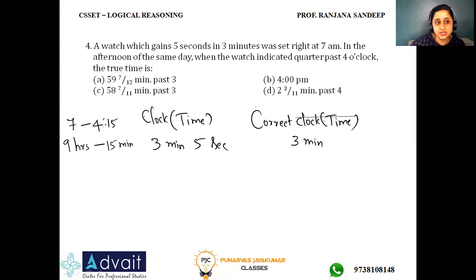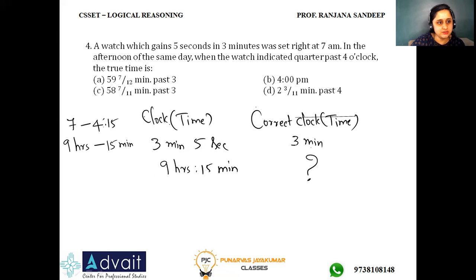So in the correct clock, it is 3 minutes. In the given clock, it is 3 minutes 5 seconds. Now in the given clock itself, it's 9 hours 15 minutes. So now you are supposed to find the time in the correct clock. So what is the actual time? What is the true time? Okay, so let's do a simple calculation here.